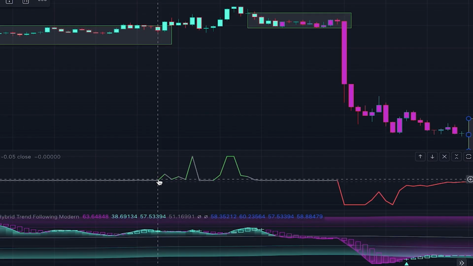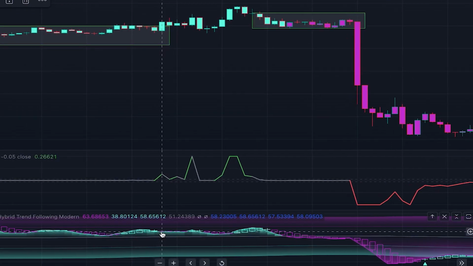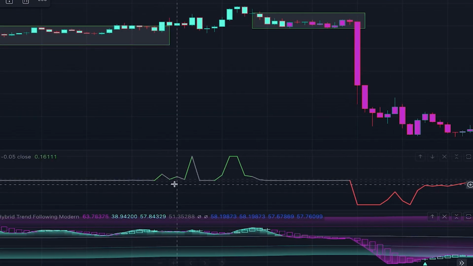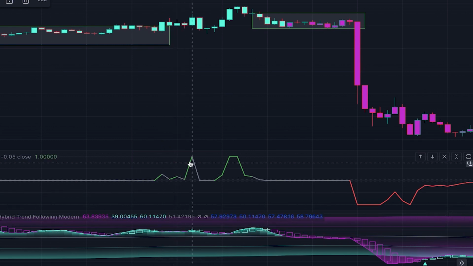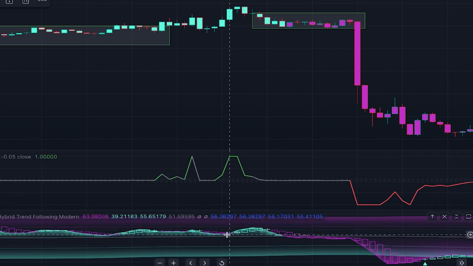For example, here when the oscillator changed to green, when we check this indicator, you can see that the Heikin Ashi candle is doji. For this one also it's a doji. For this one also a doji. And here for this one, when the oscillator changed to green, the candle is purple and it's not supporting upside momentum. So this indicator is telling us that we don't have enough upside momentum.